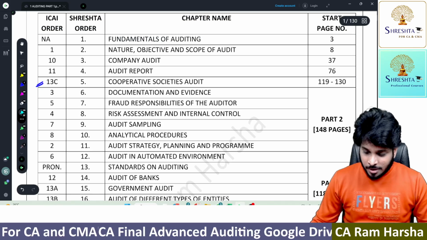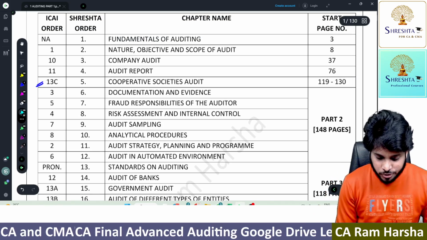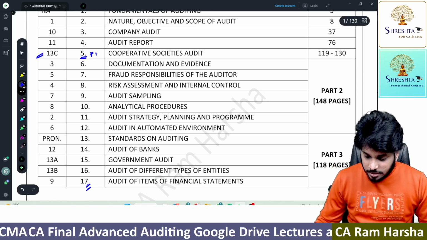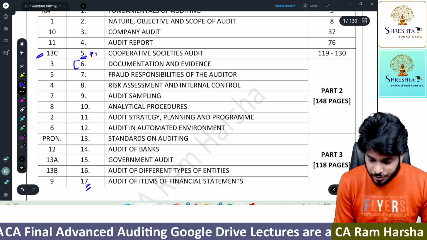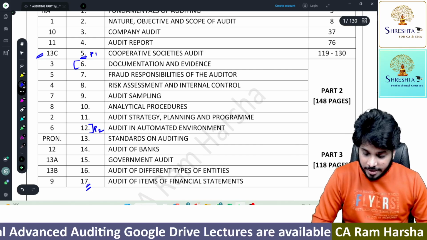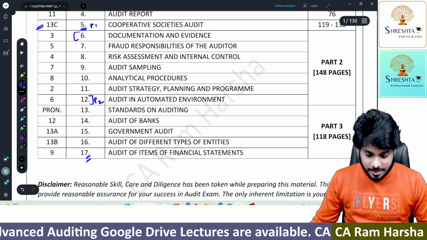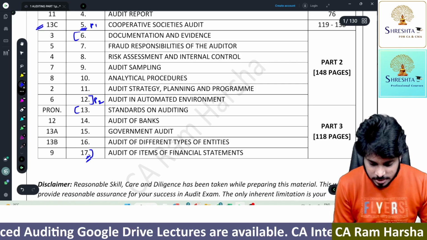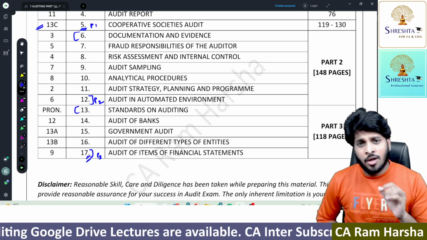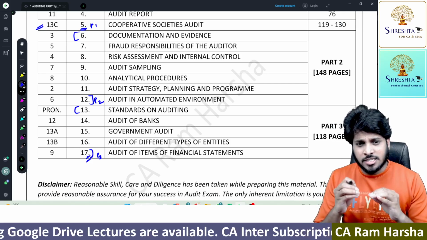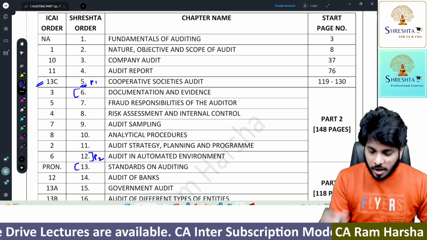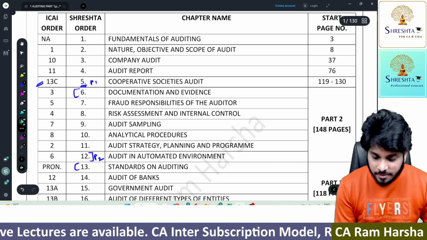Up to the 5th chapter, this is part 1. Then from the 6th chapter till the 12th chapter, we have classified it as part 2. Then the 13th chapter onwards to the 17th chapter is part 3. Now, what are the chapters that we should give highest priority? That we need to first understand. Now, what are the chapters covered in part number 1?